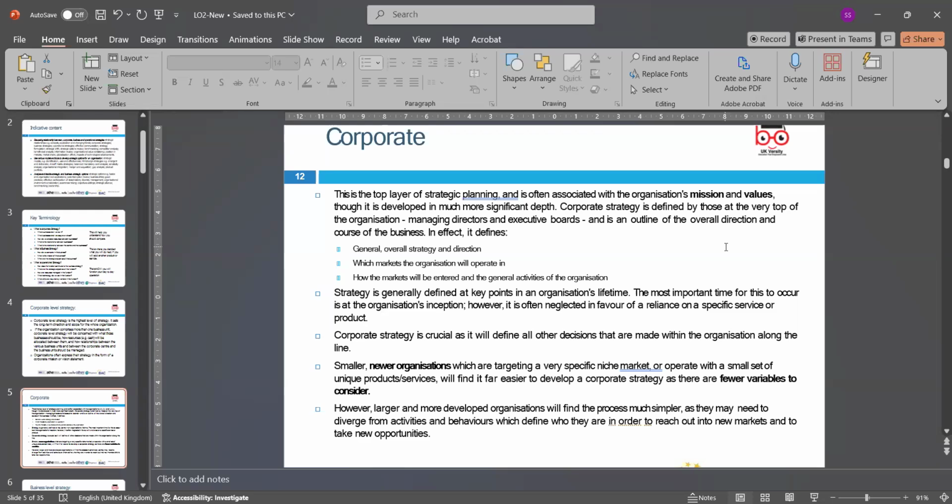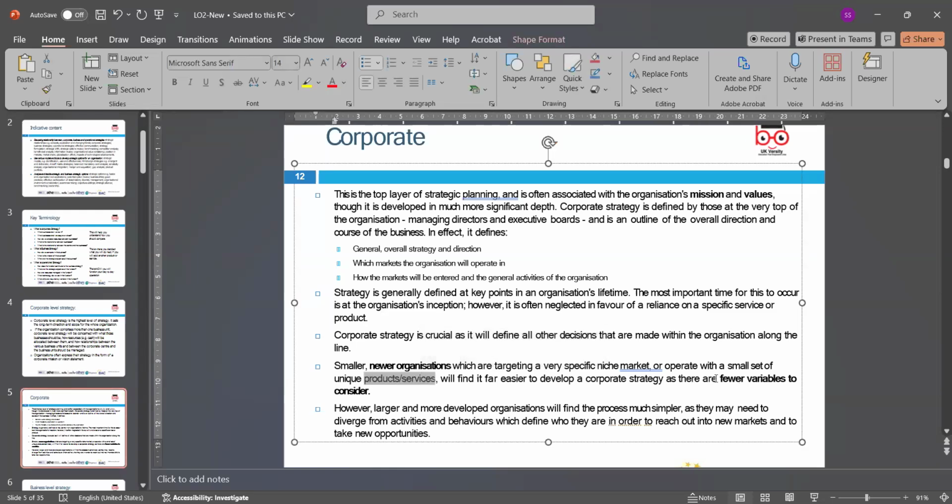Okay, sometimes it becomes easy for the newer organizations to design the corporate strategy, because they are new and maybe smaller, and maybe they are introducing some products and services. So they have fewer variables to consider.